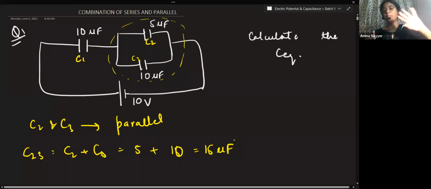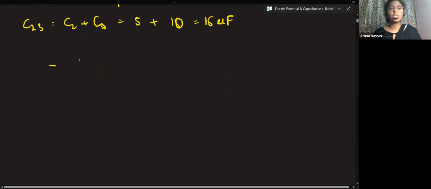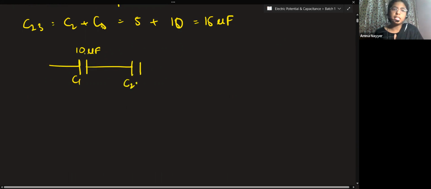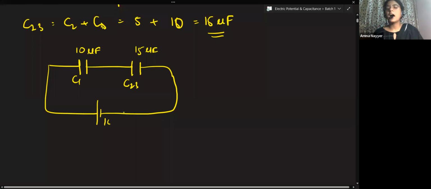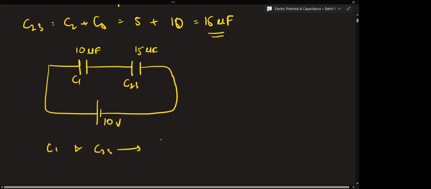Now, with this combination C23, let's draw the circuit again. This was 10 microfarad, C1. Now, instead of the whole parallel combination, we have just one capacitor named C23, this 15 microfarad. Now we don't have those two wires. Both of them are connected to a cell that is 10 volt. Are C1 and C23 connected in series or parallel? Series. They are connected in series.